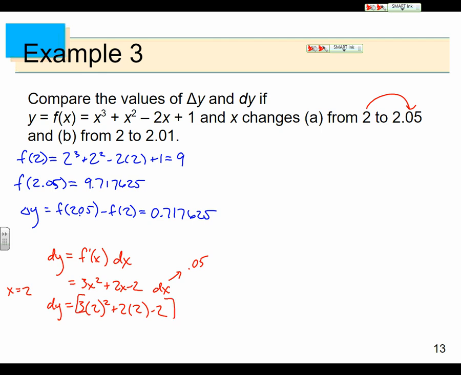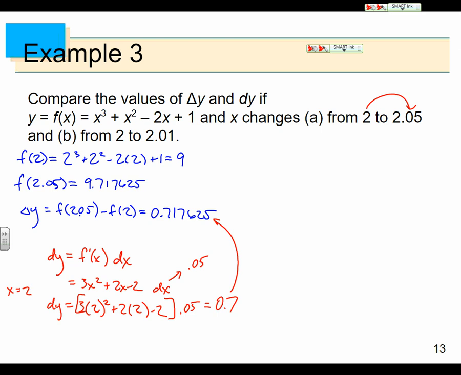So if I multiply all that by 0.05, it gave me 0.7. That's pretty close. The fact that I got this to be close to the actual delta y, that's pretty good. And that's the whole idea with the differential, is that they're mapping up pretty close.